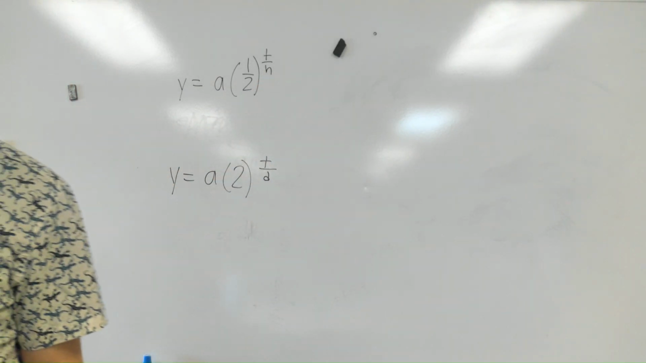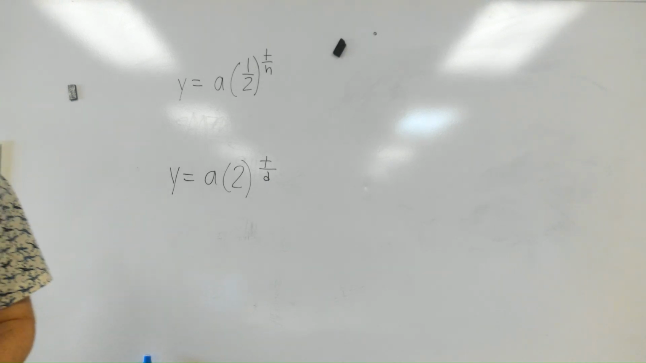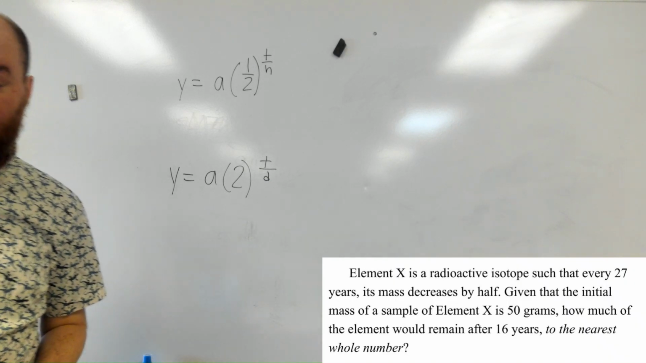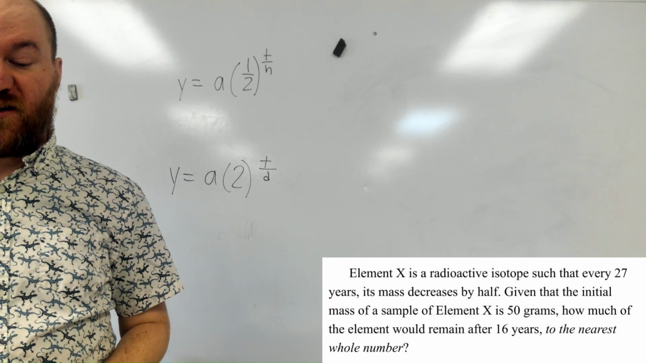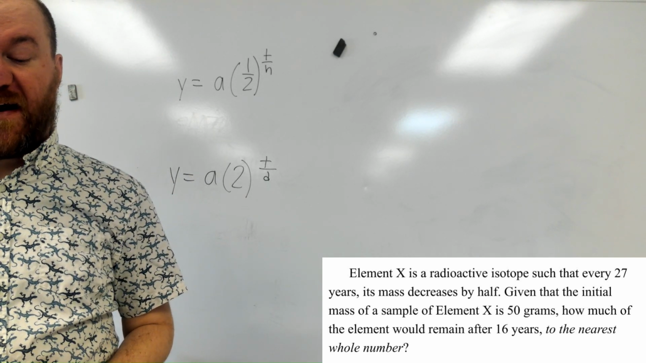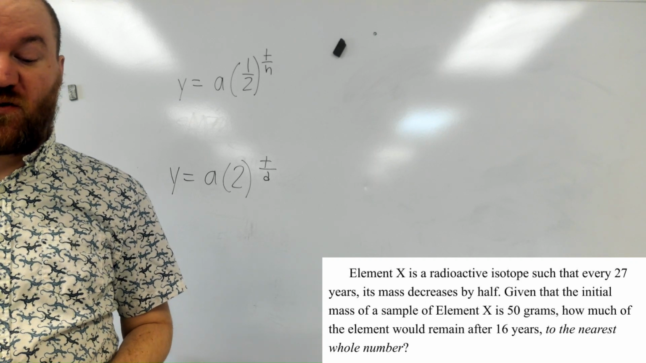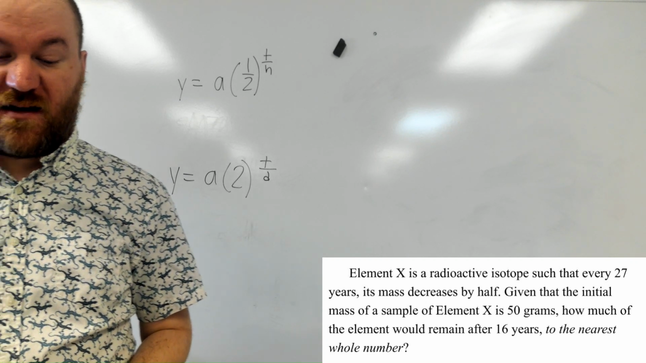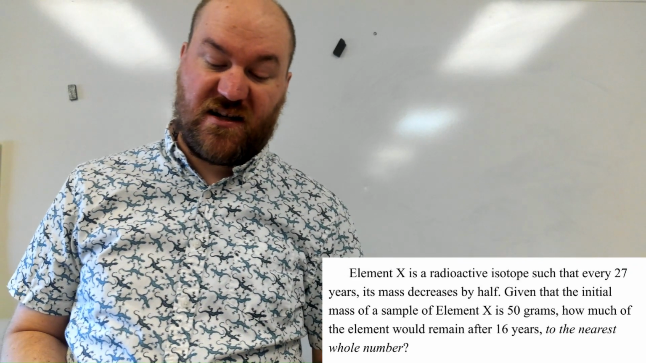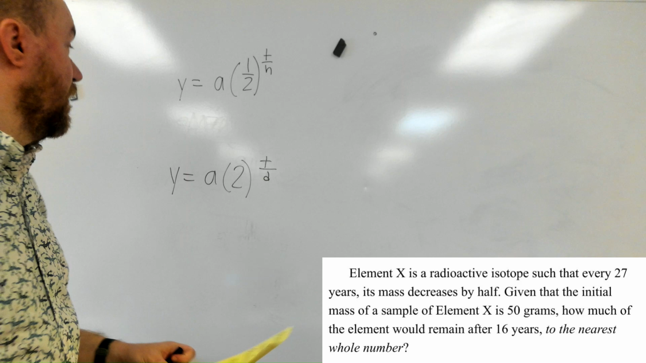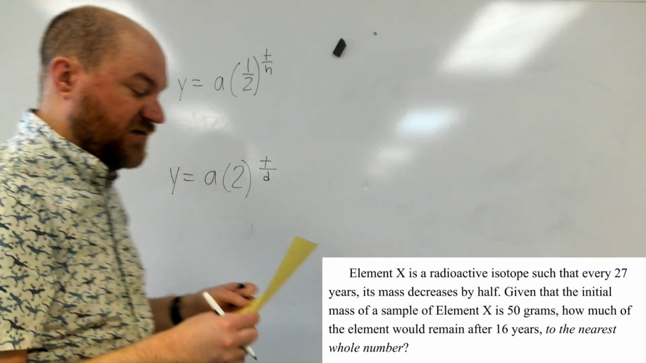So this question, number 11 on my paper, says element X is a radioactive isotope such that every 27 years its mass decreases by half. Given that the initial mass of a sample of element X is 50 grams, how much of the element would remain after 16 years to the nearest whole number? So since we're halving, we're going to use that formula.